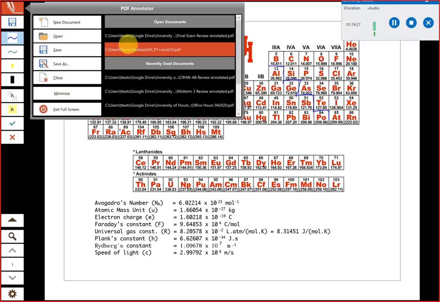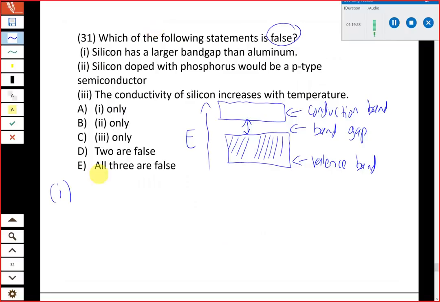It's a metalloid. Okay, so if we have silicon, which is classified as a semiconductor, and aluminum, which is classified as a metal, we would expect that the band gap for silicon would be larger than aluminum. Semiconductors have larger band gaps than metals or conductors, and so the first statement is true.